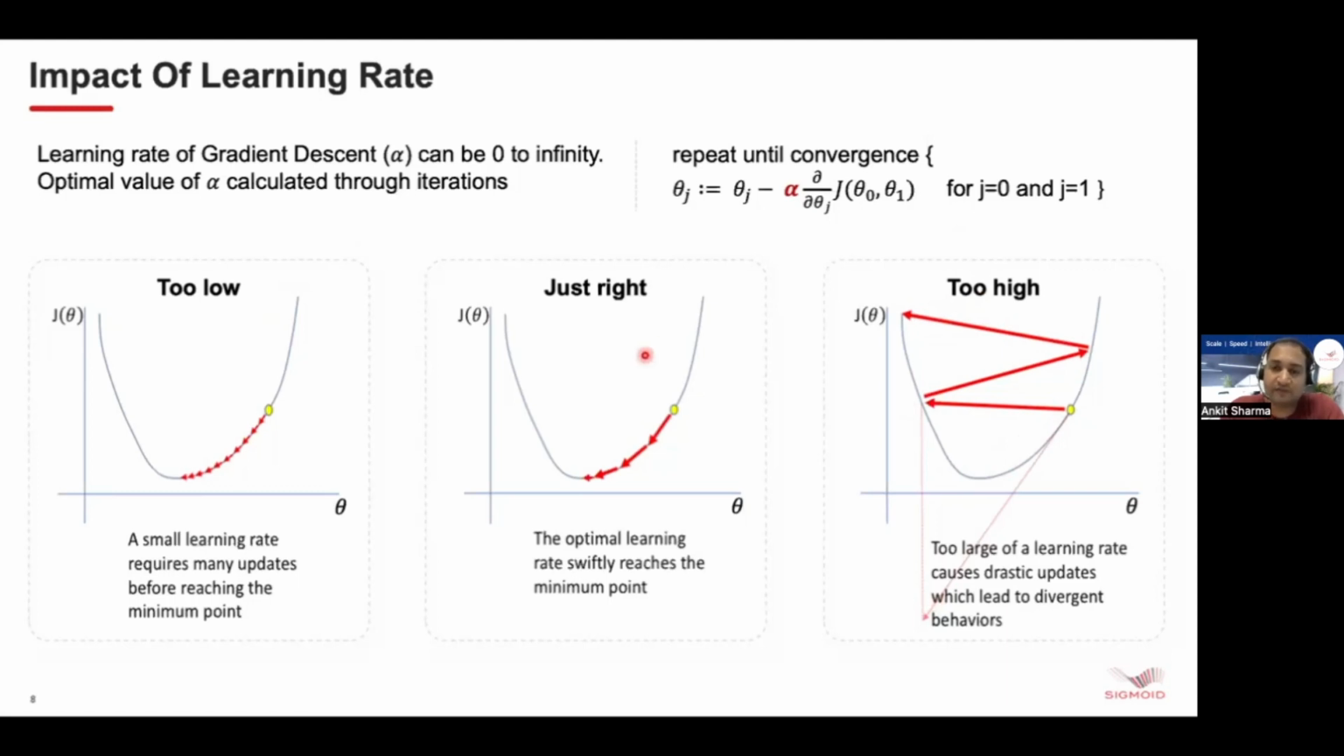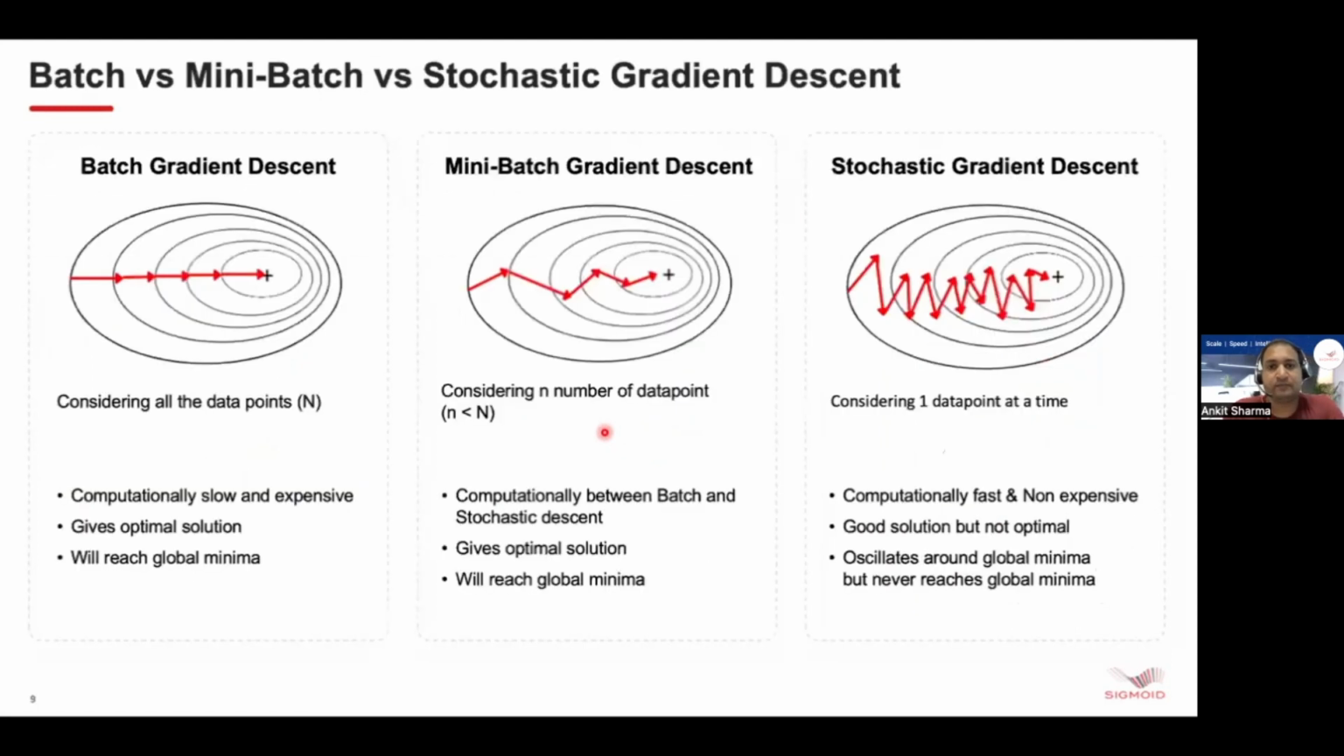So if we are keeping the right value of alpha, in that case your theta values are going to change very smoothly, and you will smoothly arrive at the minimal value of your cost function. That is what the right or optimal value of alpha is, right? So this is all about the learning rate parameter, or the alpha value. Now we are going to cover different types of gradient descent in the next slide.